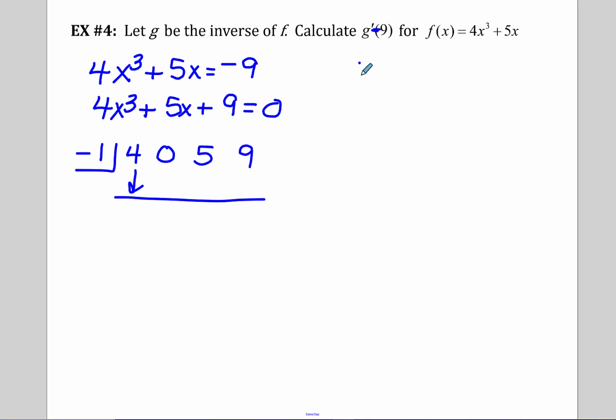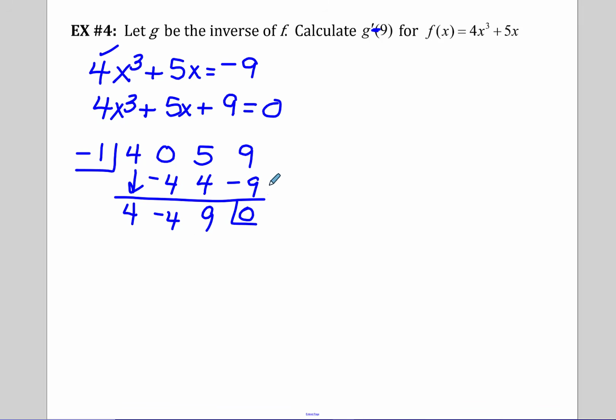So my p over q list would be plus and minus 1, plus and minus 3, plus and minus 9, and then go back and divide by 4. But I'm just going to start out with -1 because I think that's going to work for me. So 4 times -1 and -4 times -1, and 5 plus 4 is 9, and that got what I needed. Okay?